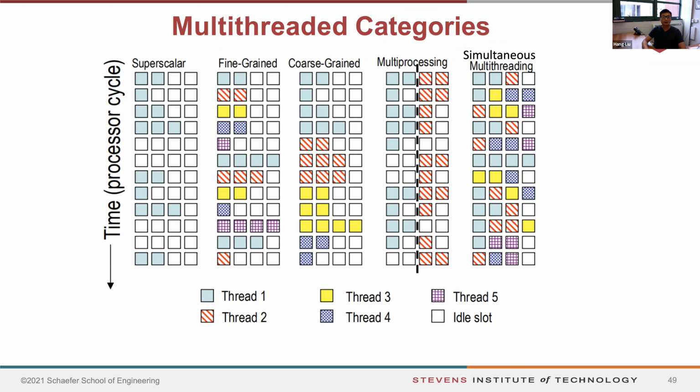Multi-threading categories: superscalar executes one instruction from one thread at a time. Fine grain means every cycle we have only one instruction, one thread, to execute. Coarse grain only switches after quite a while. Multi-processing means you have multiple processes working on different cores. Simultaneous multi-threading means that at the same time, different threads can execute on different cores.